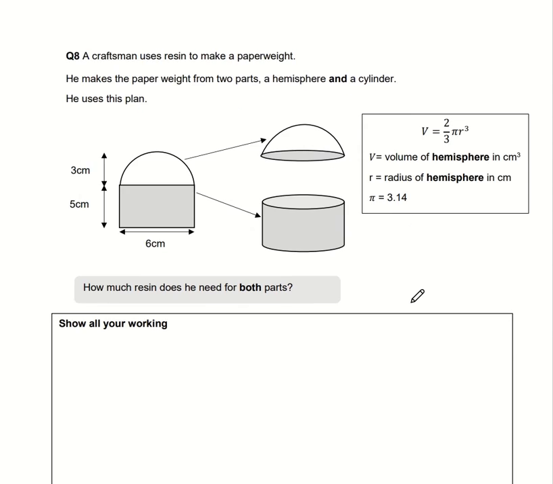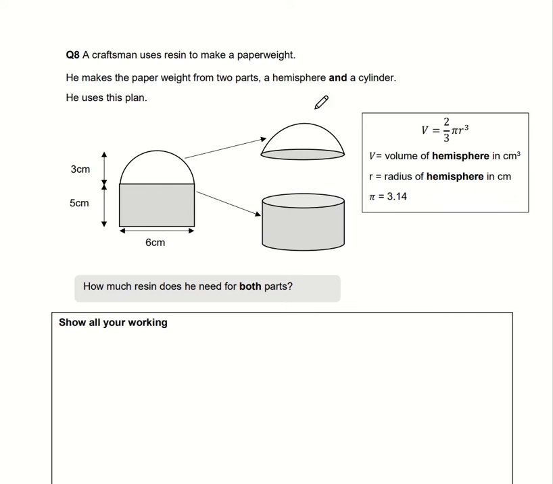Okay, question number 8. A craftsman used resin to make a paperweight. He makes the paperweight from 2 parts, a hemisphere and a cylinder, and he uses this plan. How much resin does he need for both parts? So we need to work out the volume of the cylinder and the volume of the hemisphere. Now the volume of a cylinder is the area of the circle, which is pi r squared, multiplied by the height, which is 5. We've been told that pi is 3.14, so 3.14 multiplied by the radius.